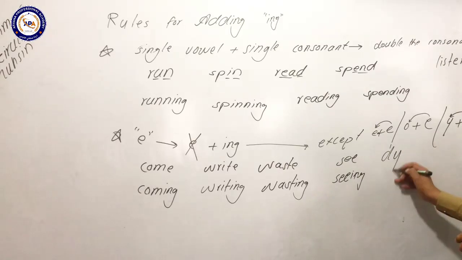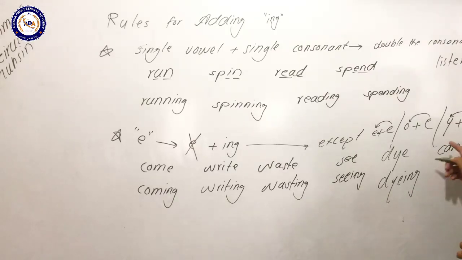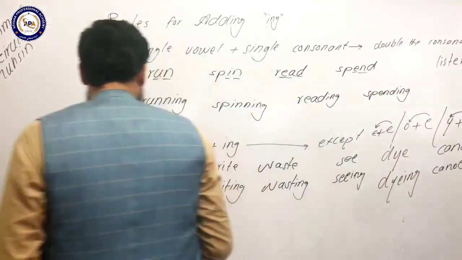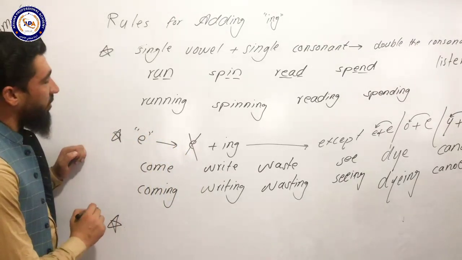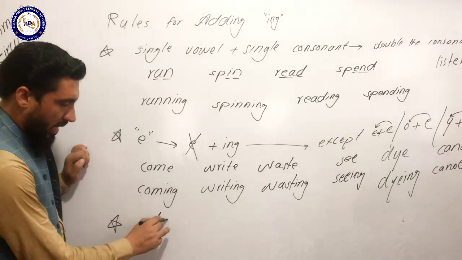Like die, dying with Y, ing. Like buy, now that doesn't end in E. Canoe is a kind of boat, and when you go on that boat, the verb form is canoe. So canoeing, again we have to write down the E. So these three exceptions should be noticed. Number 3, rule is for W, X and Y.